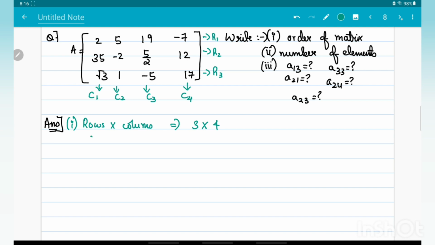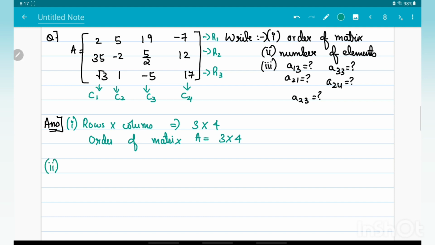So how you're going to write it is, order of matrix A is equal to 3 by 4. Okay, you never spell it as 3 into 4, or you can tell it as 3 cross 4 also, but then always spell it as 3 by 4. Okay, that is the correct and the appropriate thing. So the order of matrix A is 3 by 4.